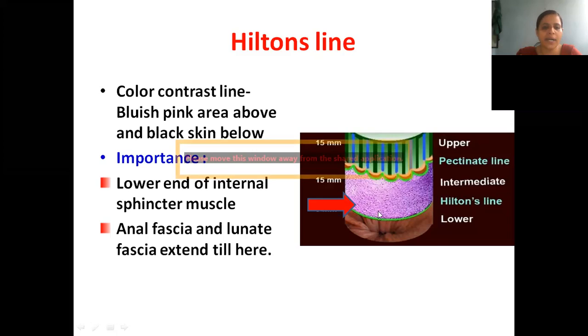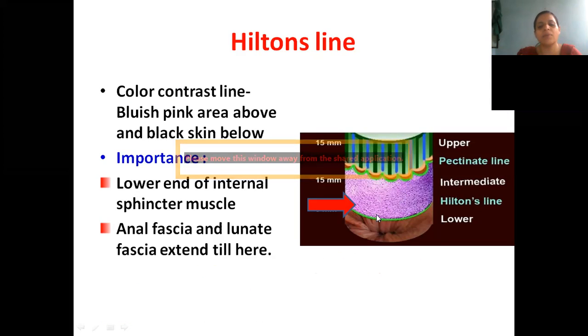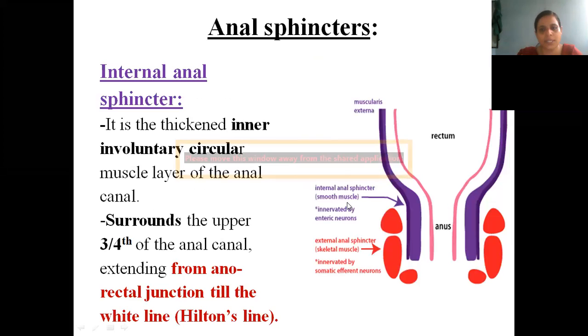It is the lower end of the internal sphincter muscle. Here you will see the anal fascia and lunate fascia are only extending till here. That means the fascia present in the anal canal is ending here. The internal anal sphincter muscle is also ending here. So that is the white line of Hilton. Once you know the upper one third, middle one third, and lower part, after that we will go with another thing, that is sphincter muscles.